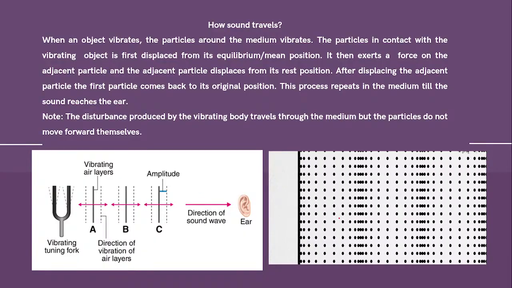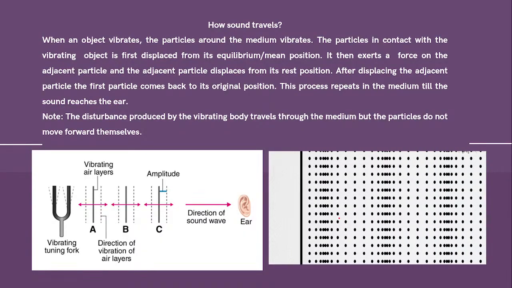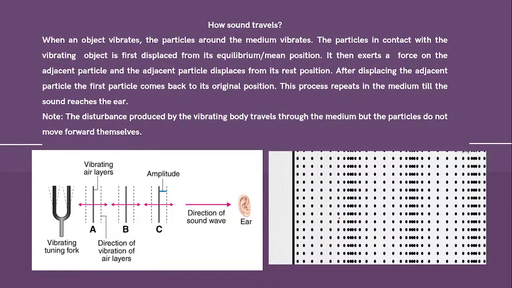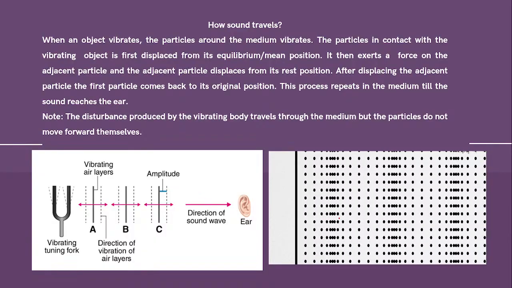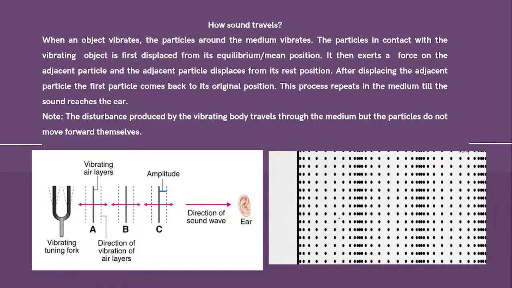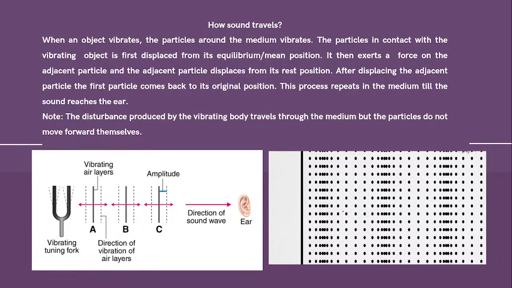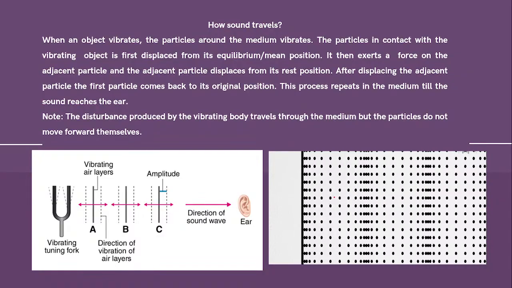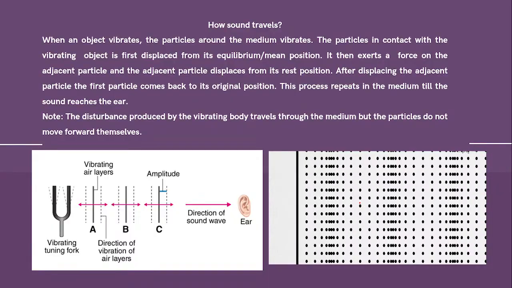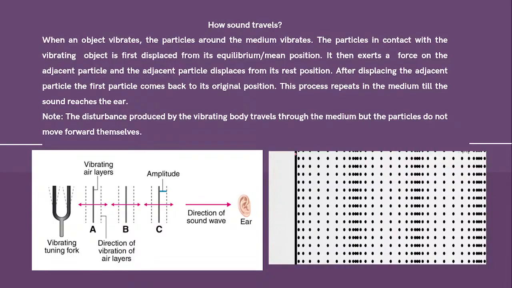Now let us see how sound travels. We know that when an object vibrates, the particles of the medium vibrate, and that is how the sound travels. But how exactly are the particles vibrating and how is the sound traveling from one point to the other? If you see the picture here on the right hand side, can you see this moving picture? So here, this is the disturbance. From here you are disturbing the medium.